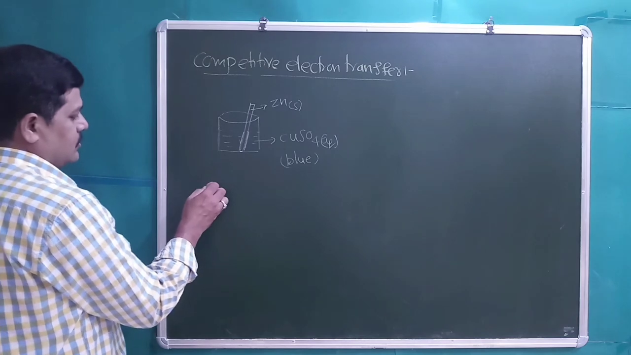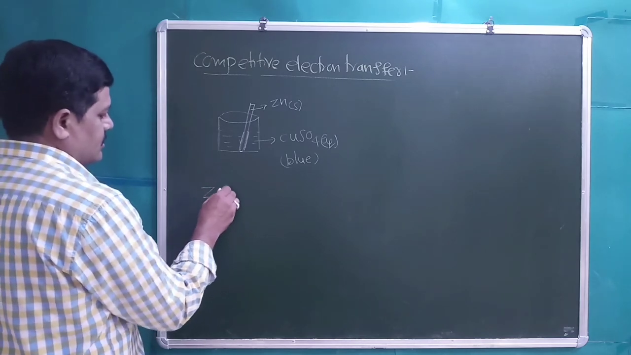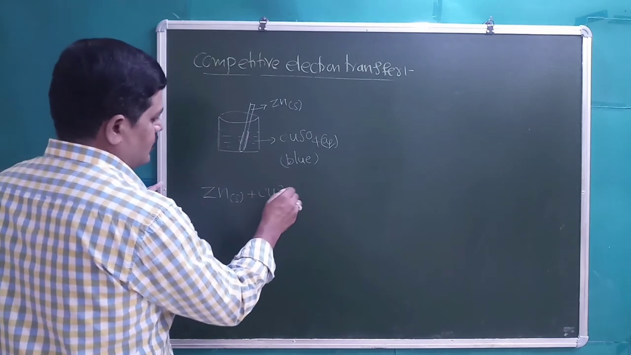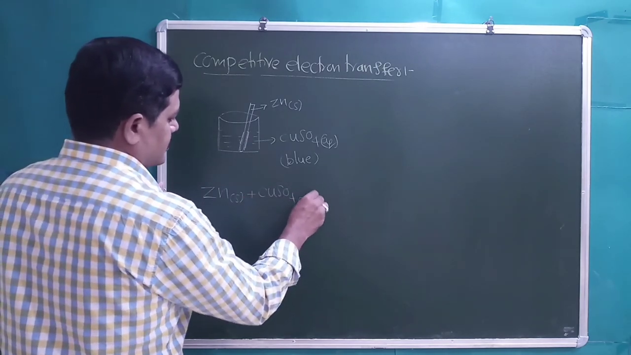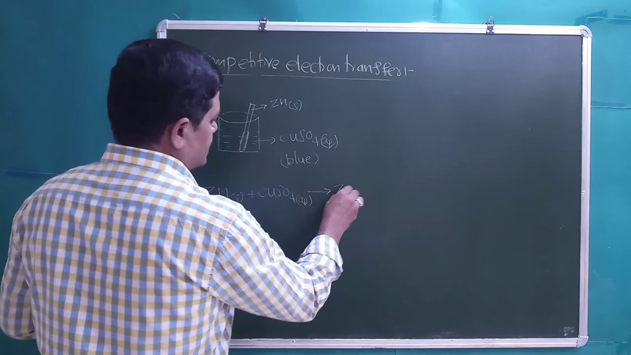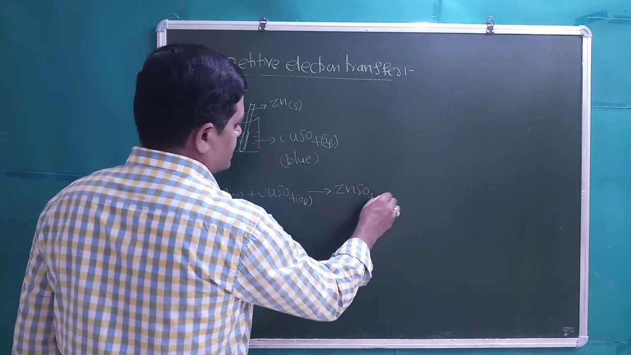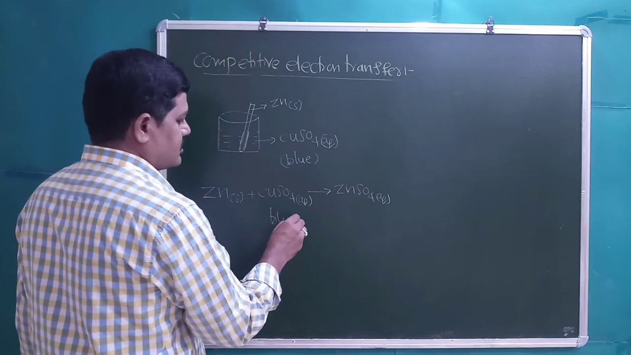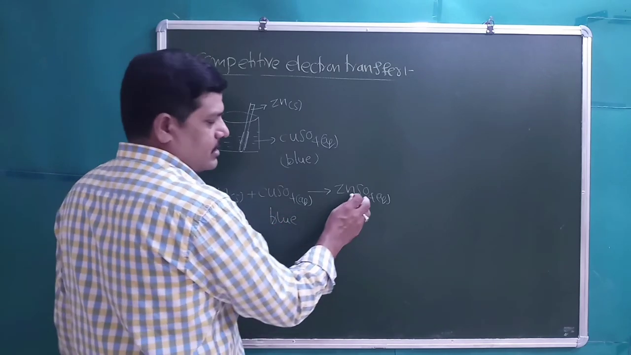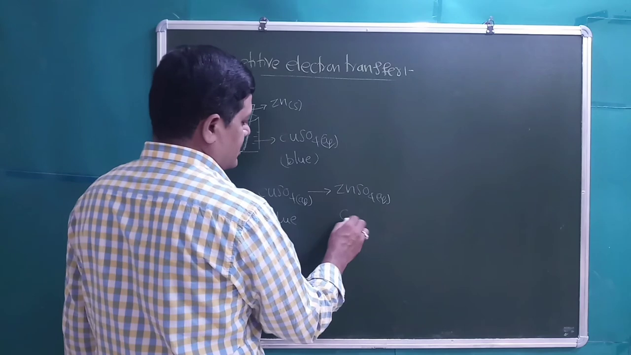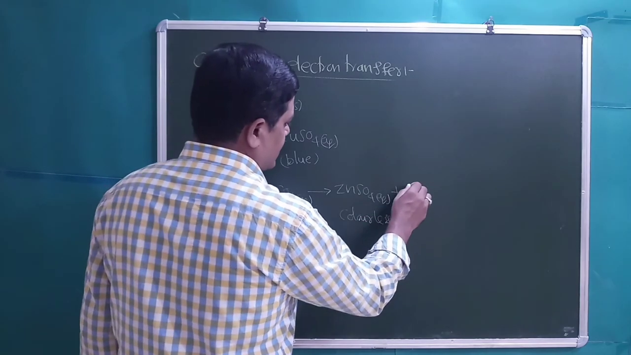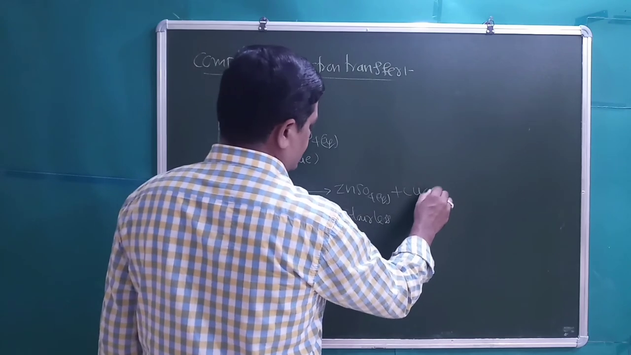That is due to the following reaction. Zinc solid plus CuSO4 aqueous gives rise to ZnSO4 aqueous. The CuSO4 aqueous solution is blue in color, while ZnSO4 aqueous solution is colorless. Plus it will give Cu solid.